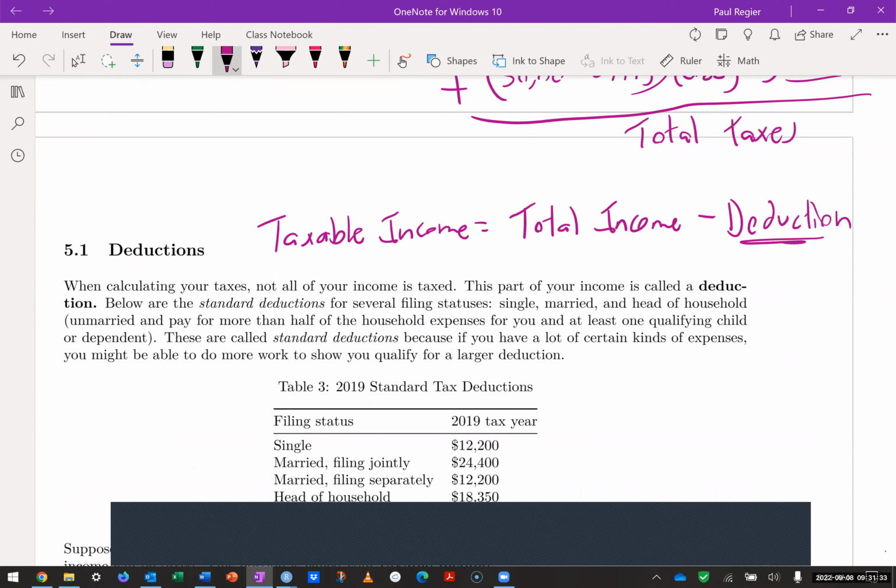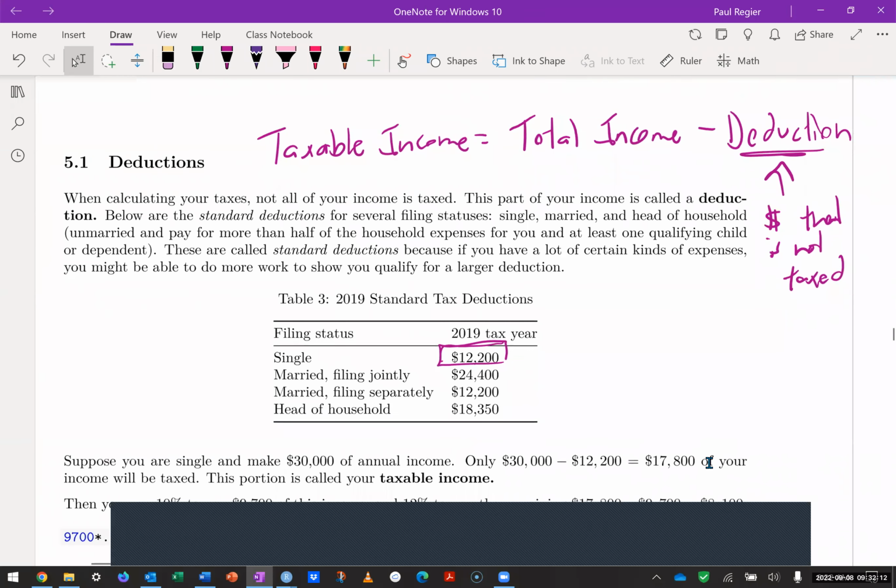So what is a deduction? A deduction is an amount of money that you receive against your total income to reduce what you're taxed. A deduction is basically money you're not taxed on. I'll write that. Money. So the way it works, if you're single and you make 12,200, you have a deduction of that amount, and so you have no taxes. Most people don't make that little amount, but it's to account for people who have a low income. They don't have to pay taxes.